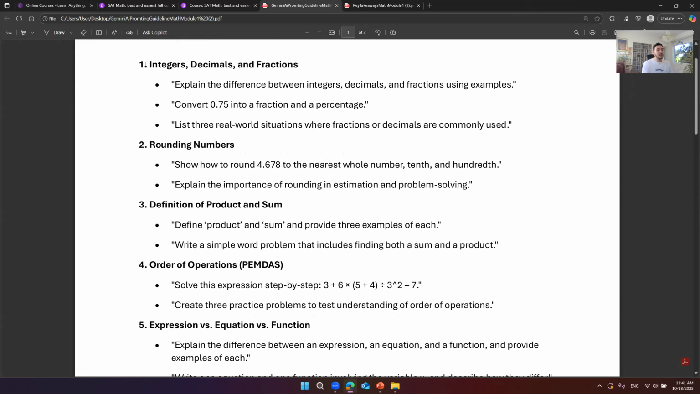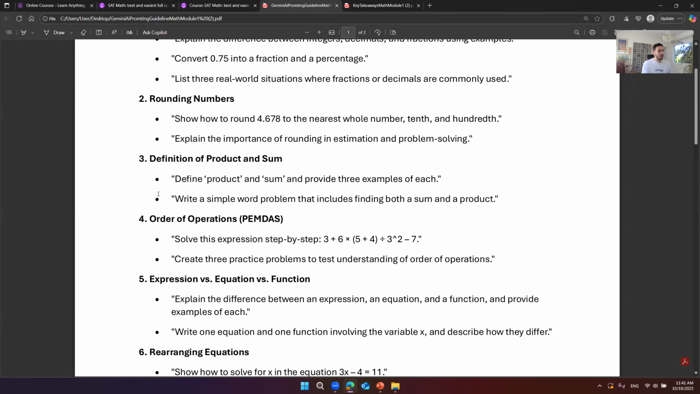For example, in the first section, I explained about integers, rounding numbers, definition of product and sum, order of operations. So if you didn't understand the order of operations, you could just paste this into your AI tool and it will explain to you better.